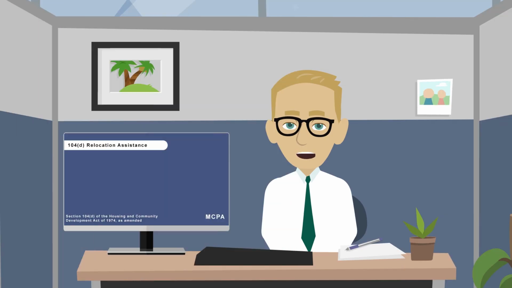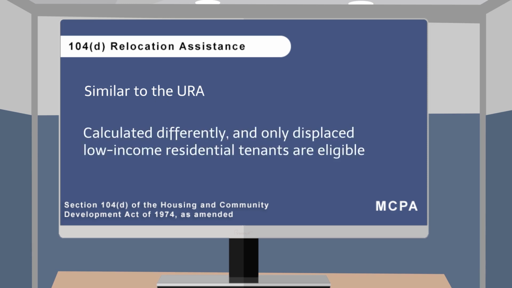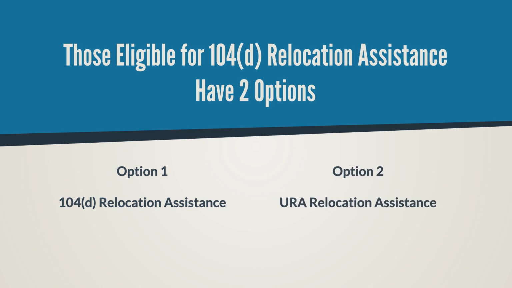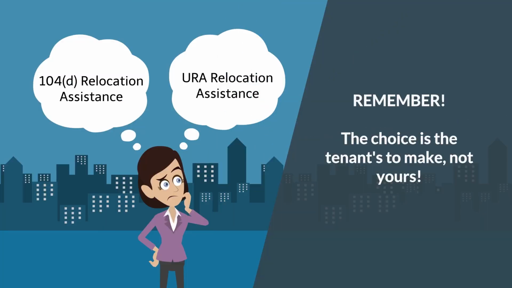Lastly, there's 104D relocation assistance. Relocation assistance under Section 104D is similar to the URA. However, it's calculated differently, and only displaced low-income residential tenants are eligible. The most important thing to note is that persons eligible for 104D relocation assistance have the choice to receive it or URA relocation assistance. 104D relocation payments are often higher than URA relocation payments. It's the tenant's choice, not ours, as to whether they choose URA or Section 104D benefits.